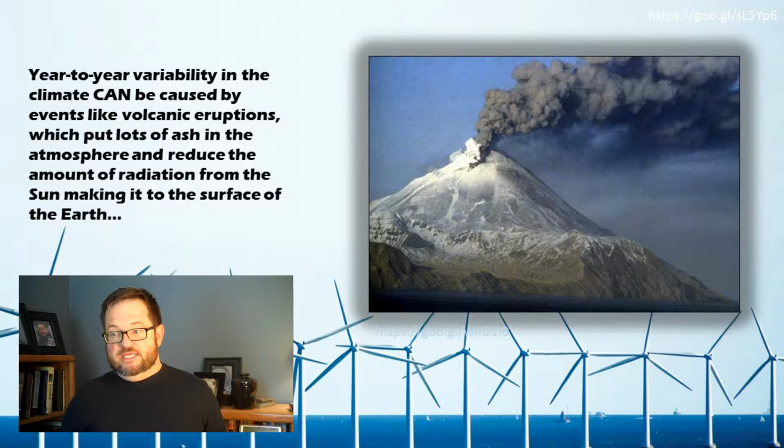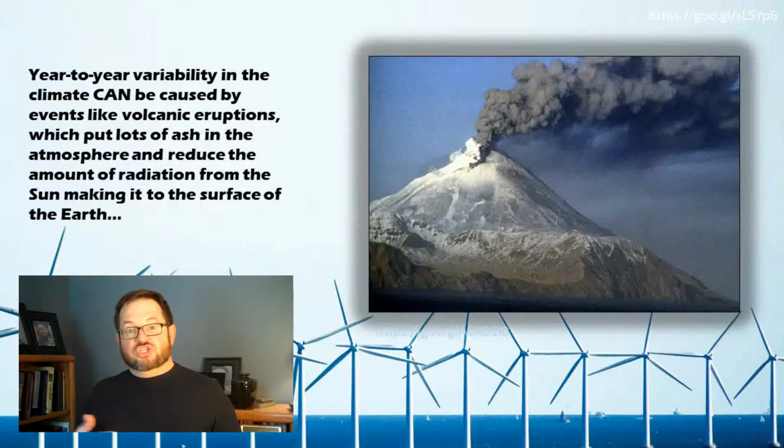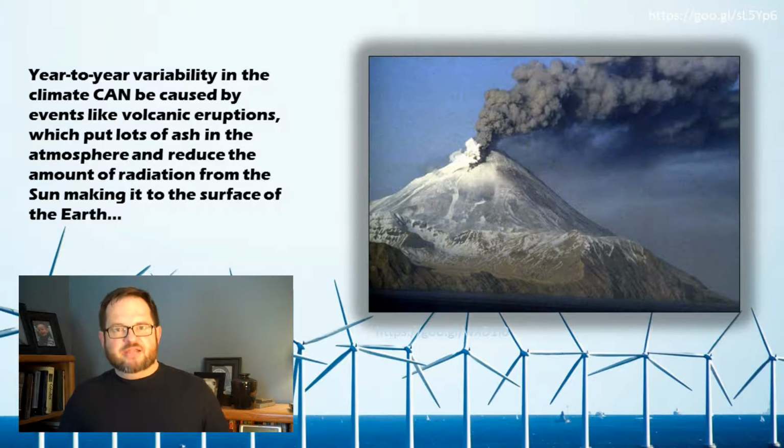One important source is volcanoes. A major volcanic eruption, like Mount Pinatubo in the early 90s, can change the climate both regionally and globally. For several years after Mount Pinatubo erupted, the global climate was like a degree cooler than it had been before the eruption, just because of all of the smoke and ash and aerosols that the volcanic eruption put into the atmosphere.